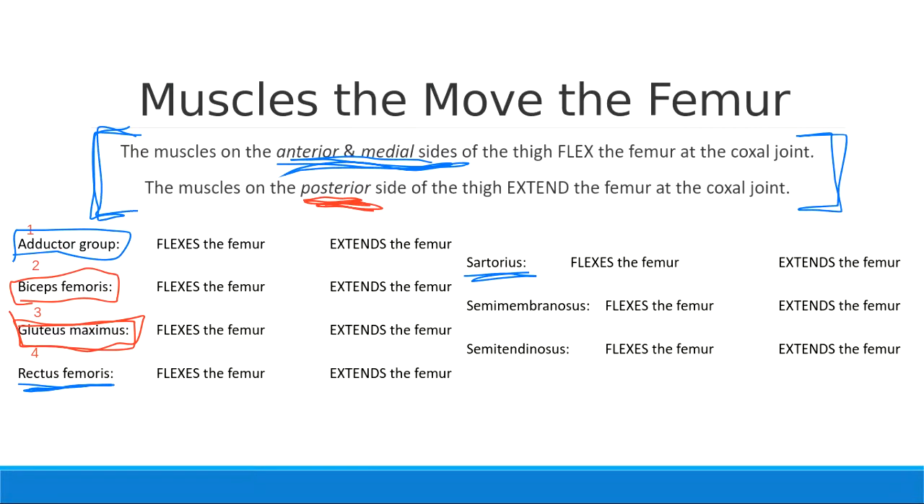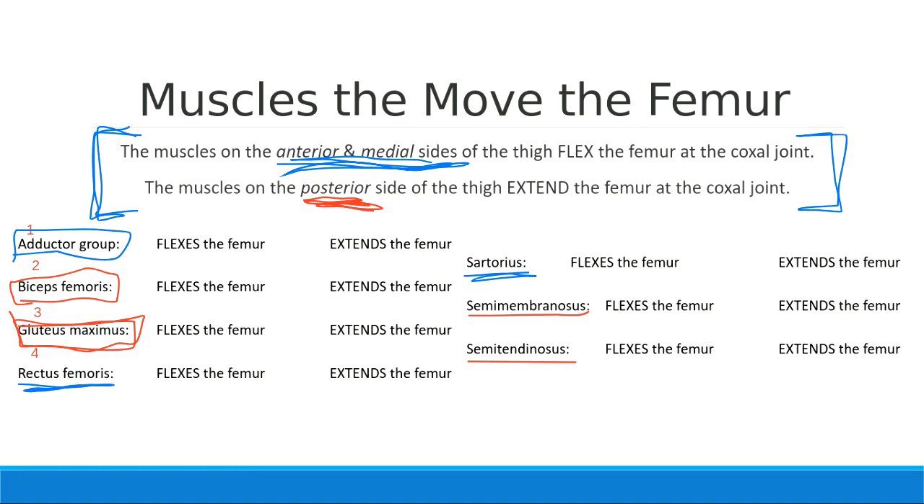Semimembranosus, that was the one that we talked about, that I told you we didn't have to label, but it lives right next to semitendinosus. What letter would we say for semitendinosus and semimembranosus? Yeah, I'm getting a lot of posteriors or P's. Absolutely. Both of these guys live next to each other on the back side.